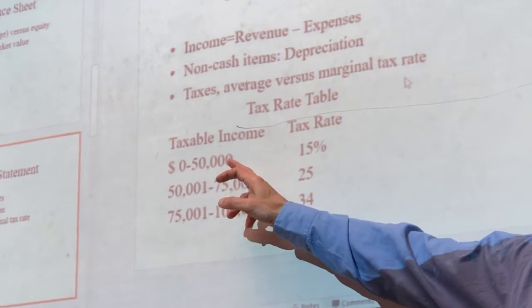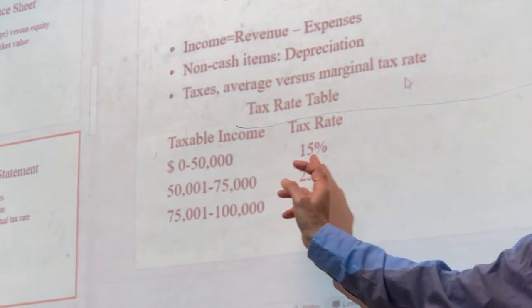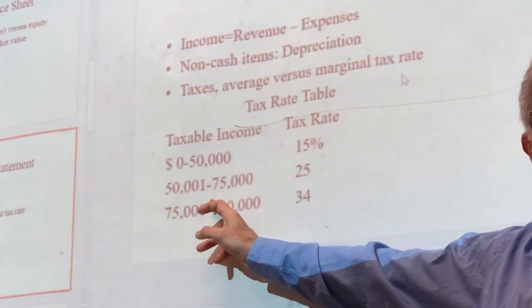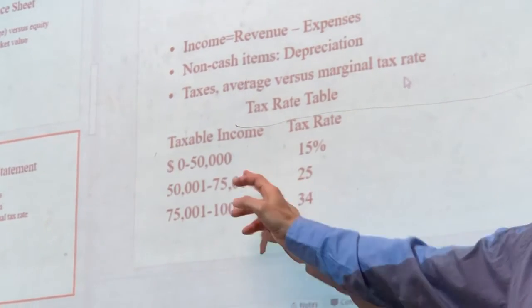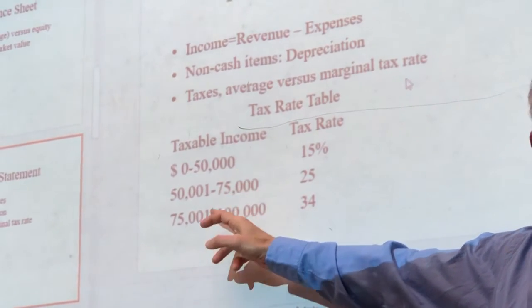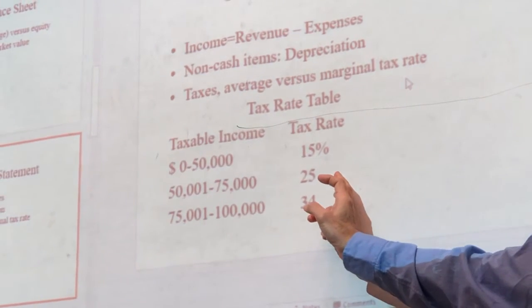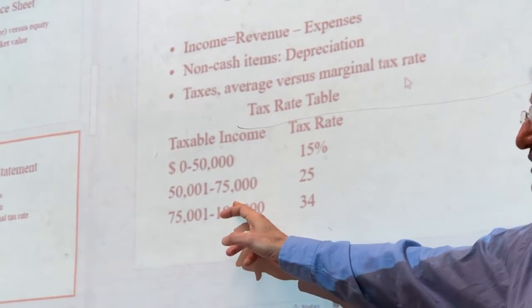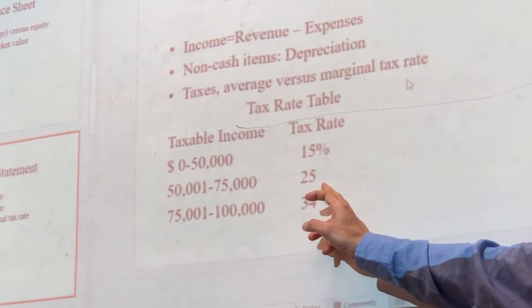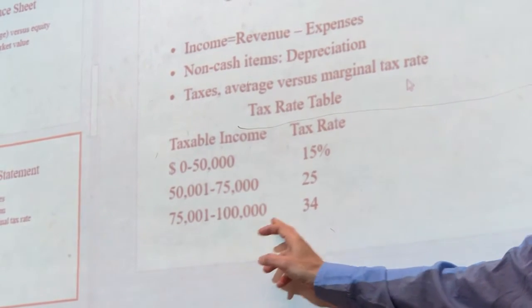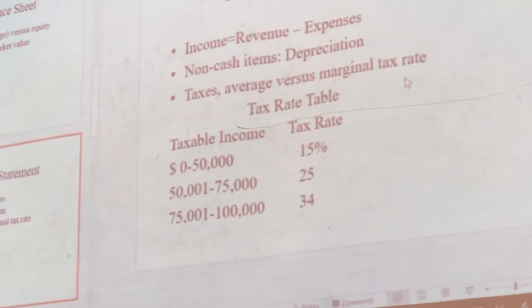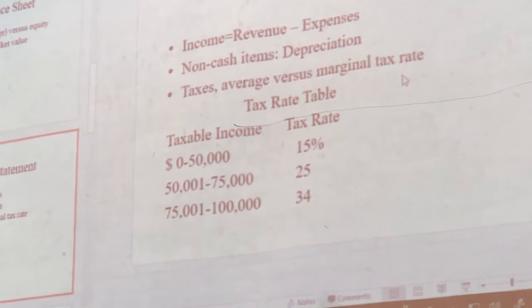The lowest level, up to $50,000, will be taxed at this rate. Then whatever falls in the next bracket will be taxed at its rate, so 50,000 falls here, 25,000 falls here. So 50,000 will be taxed at this rate, 25,000 will be taxed at this rate, and whatever falls here will be taxed at this rate. So you have to perform multiple calculations.